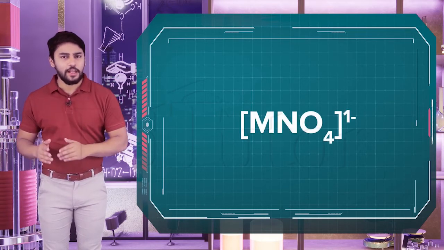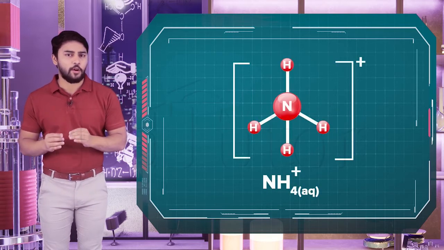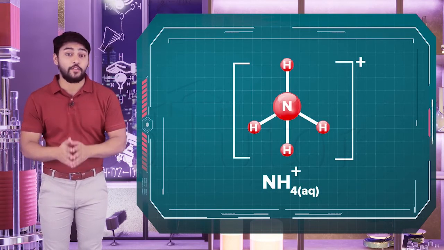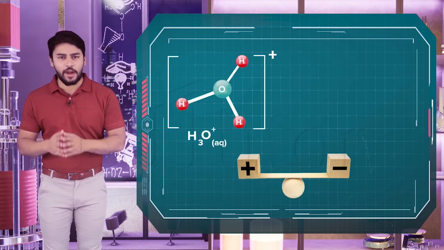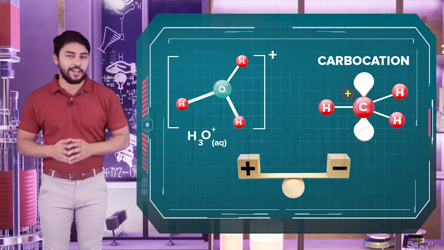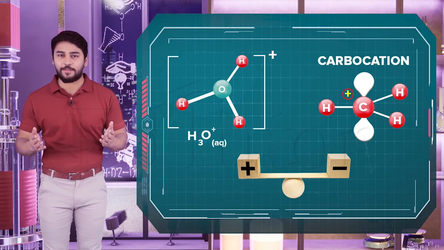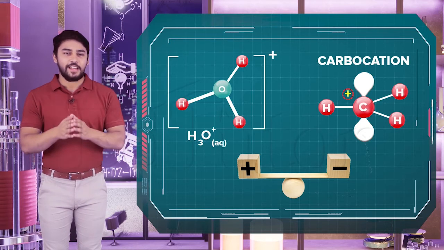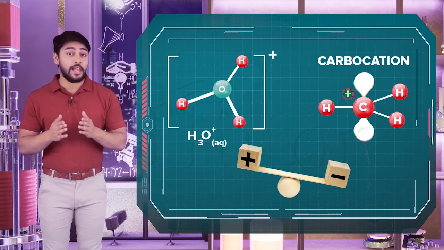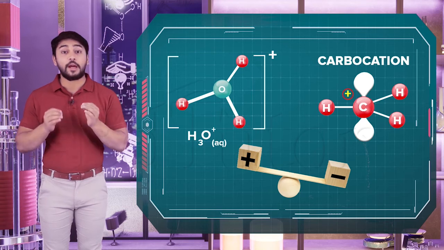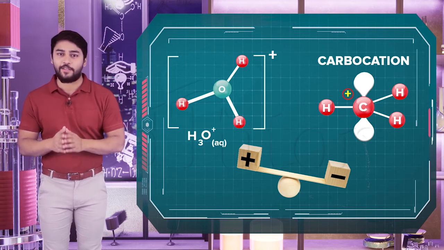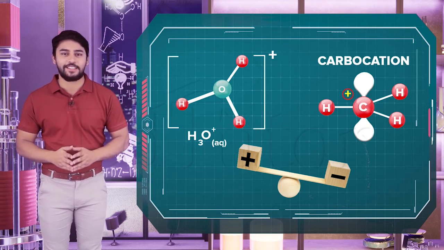On the other hand, the example of a positive ion or cation consisting of a group of atoms is ammonium ion, hydronium ion, and carbocations. Can you recognize them? In general, we can claim that the negative ions consisting of a group of atoms are quite common compared to the positive ions having a group of atoms.